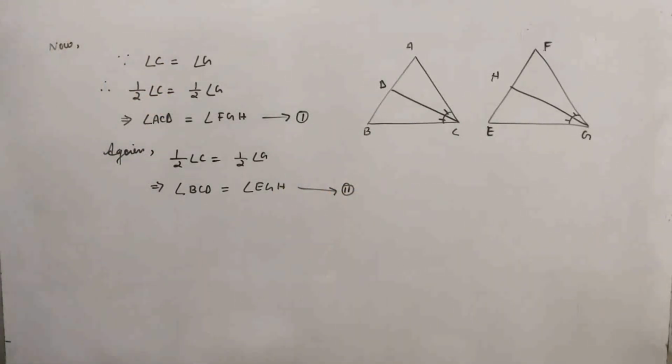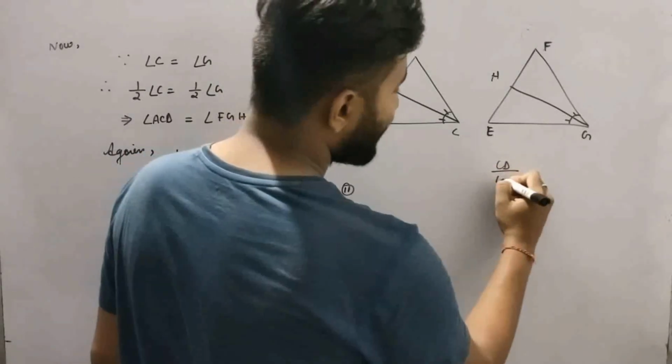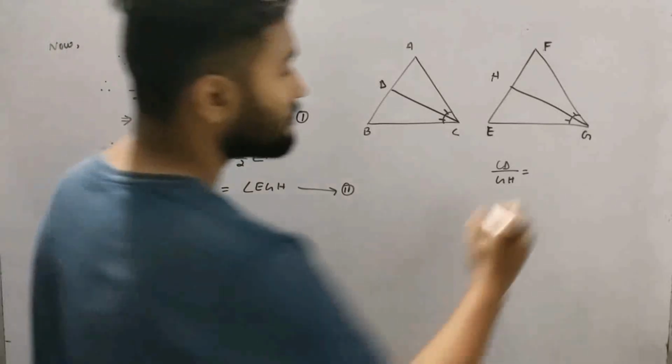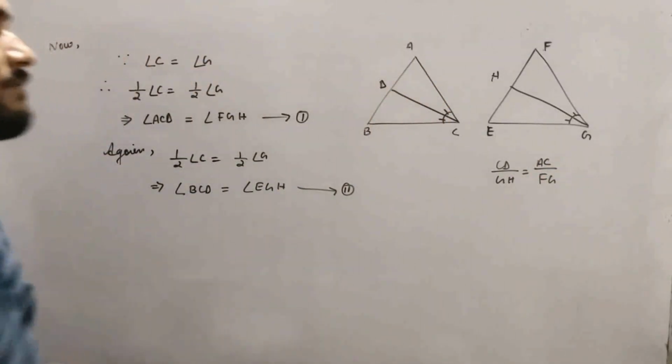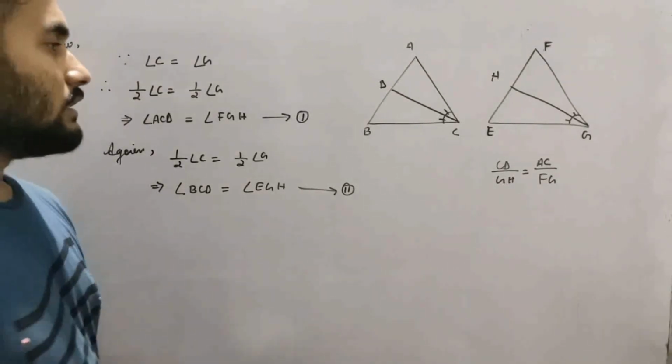Okay. So now the proof part. First, what is given to prove? CD by GH will be equal to AC by FG. CD by GH will be equal to AC by FG. Done. This one we have to prove.